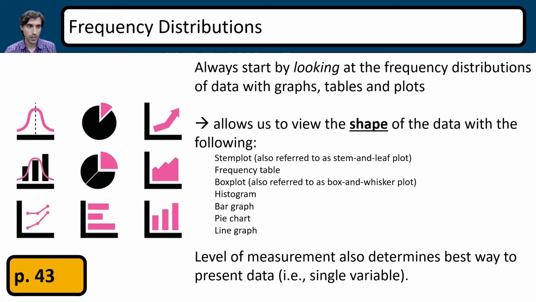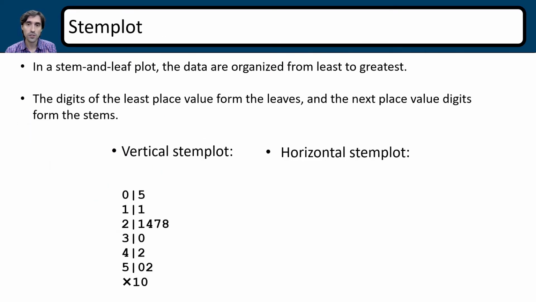When you're looking at the shape, this allows you to better understand the data from a visual perspective. There are different ways of looking at the shape: stem plots, frequency tables, box plots, histograms, bar graphs, pie charts, and line graphs. We're going to briefly go over each of these before moving forward into further detail. First off is the stem plot.